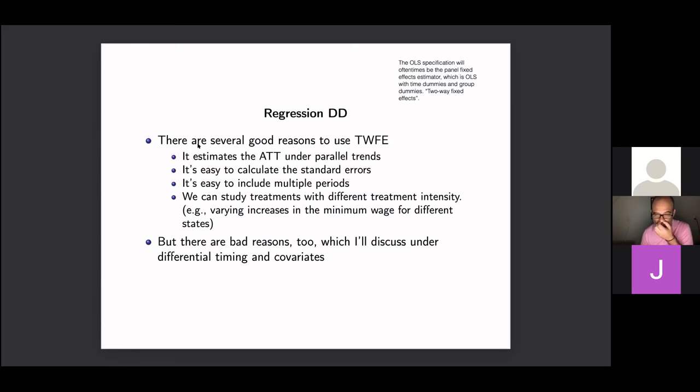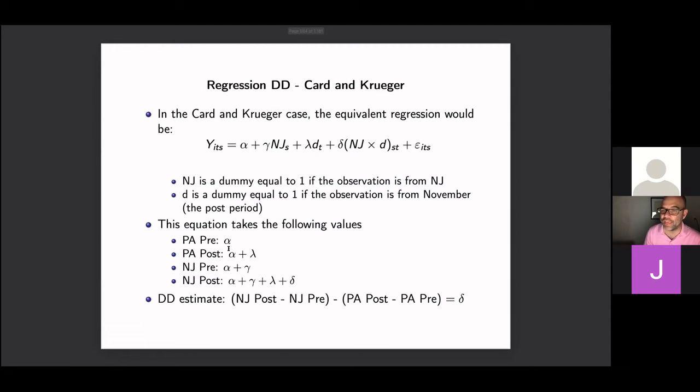There are several reasons to use two-way fixed effects. First of all, it can isolate the ATT. It's easy to calculate the standard errors. You can adjust for heteroscedasticity really easily. It's easy to include multiple time periods. You can even include treatments with different treatment intensity. But there are also bad reasons to use two-way fixed effects, which I'm going to discuss for the rest of the day. Now, here is the specification in the 2 case.